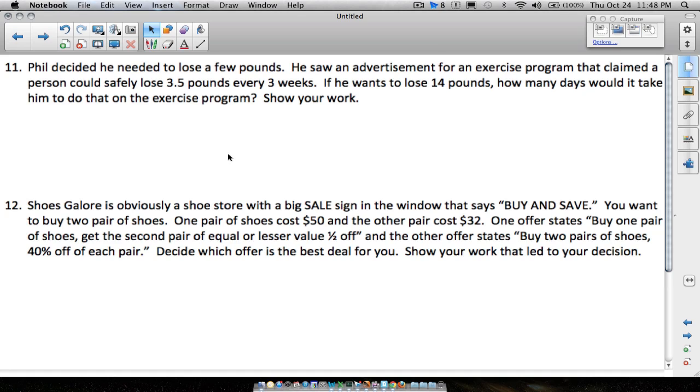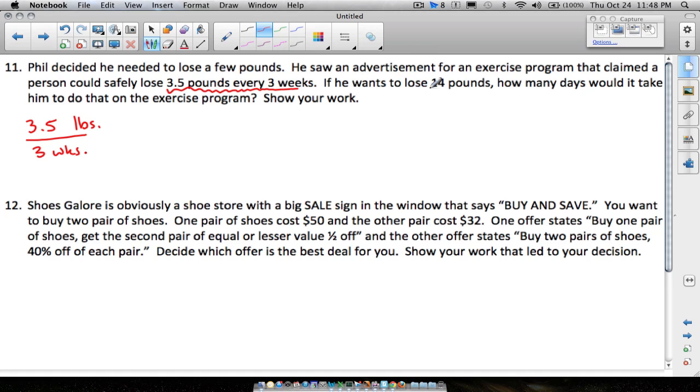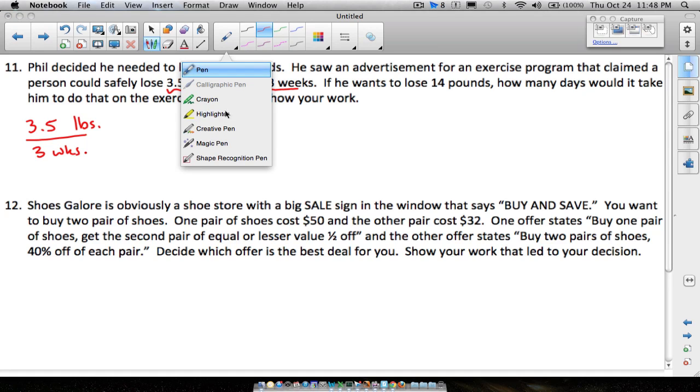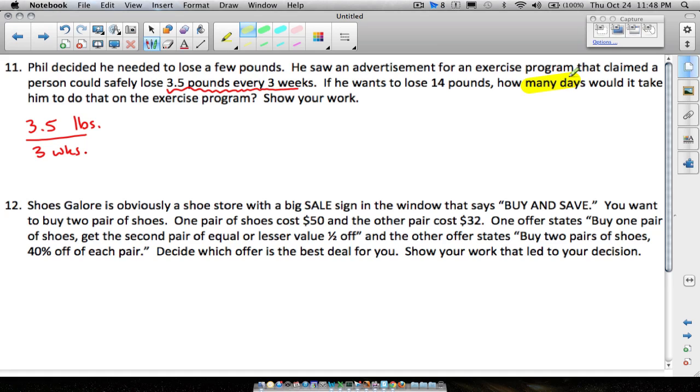Phil decided he needed to lose a few pounds. He saw an advertisement for an exercise program that claimed a person could safely lose, I see a rate, a person could lose 3.5 pounds every 3 weeks. I'm going to write that over here. 3.5 pounds every 3 weeks. If he wants to lose 14 pounds, how many days would it take Phil to do that on the exercise program? Be careful. Look at what you got right here. How many days?